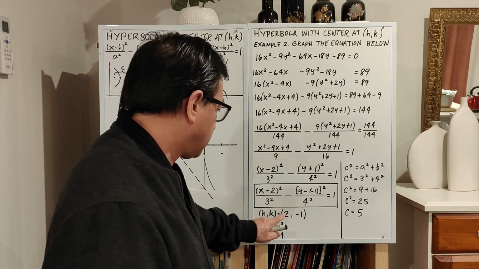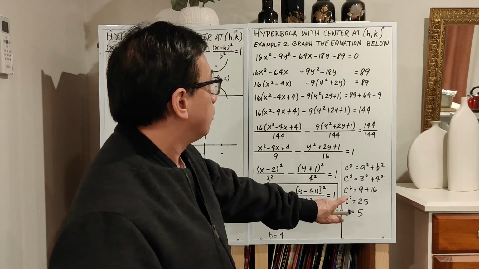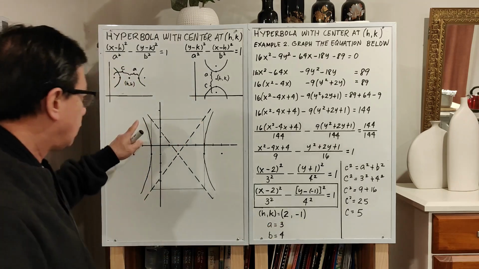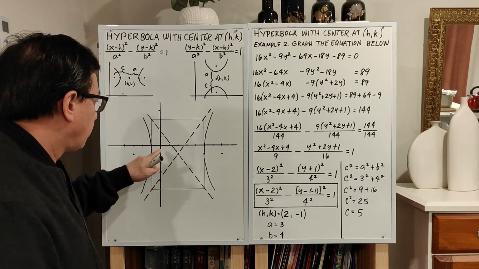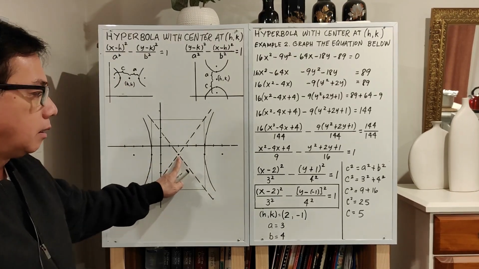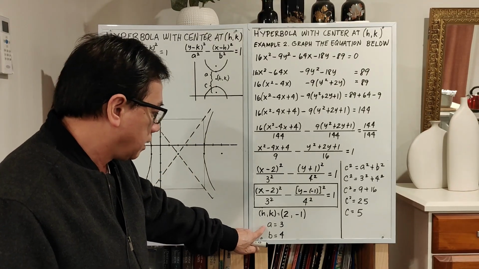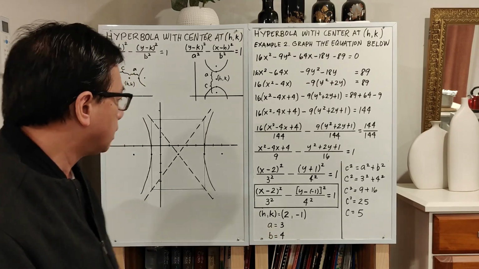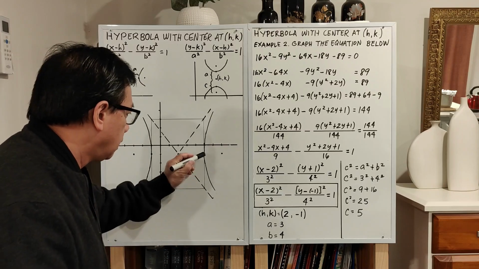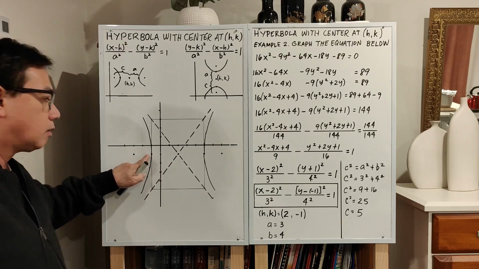So we now have h, k, we have a, b, c. We are now ready to graph the equation. So h, k is 2, negative 1. In here, this is your x and y axis. So negative 2, 1, 2, and then negative 1. This is your center. Your vertex has a distance of 3 from the center. So we count 3 from the center. 1, 2, 3. This is your first vertex. And then another count of 3 to the other side. 1, 2, 3. This is your other vertex.